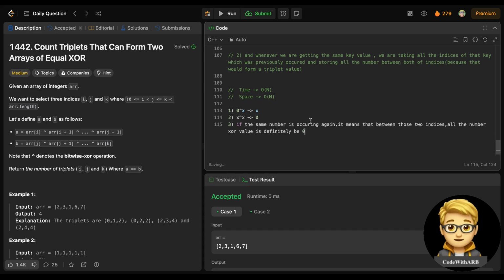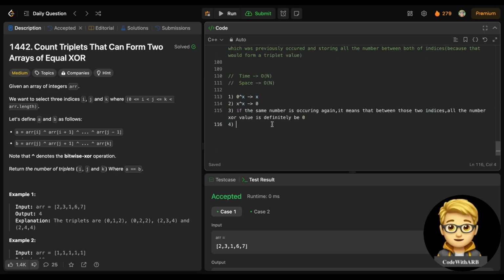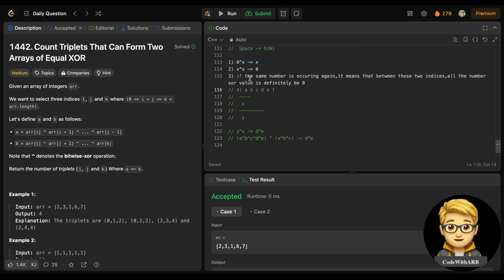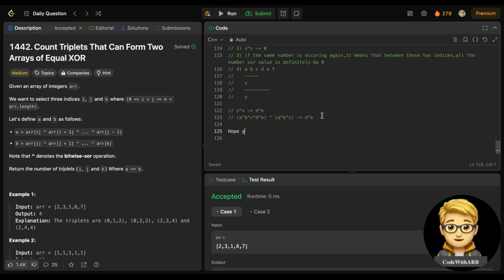The fourth property is that if we form ABC here, and if we take ABCDE, and take the XOR of both, it means we definitely get D XOR E, right? This is the same property. Hope you understand it.